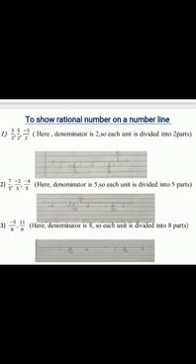The midpoint of the number line is 0 and all numbers to your right hand side are the positive numbers and all numbers that are to the left of 0 are your negative numbers. Now we have to show 3 upon 2, 5 upon 2, minus 3 upon 2 on a number line. So first we have to see the denominator of these numbers. So what is the denominator?